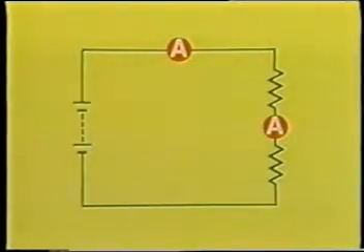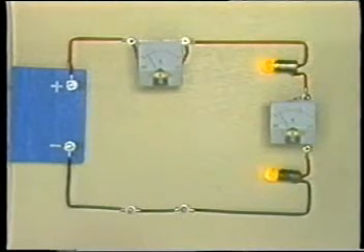Now, let's check the amount of current in a series circuit. We check the current at these 2 points. As you can see here, the amount of current is equal at the 2 points. The amount of current is the same at all points of a series circuit.